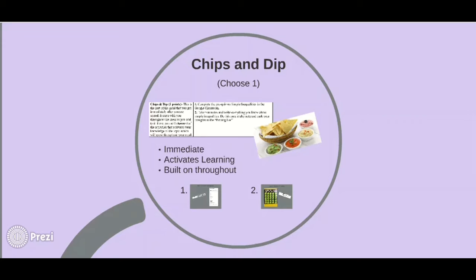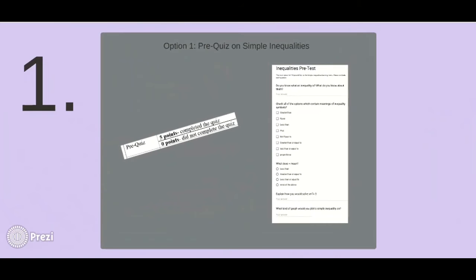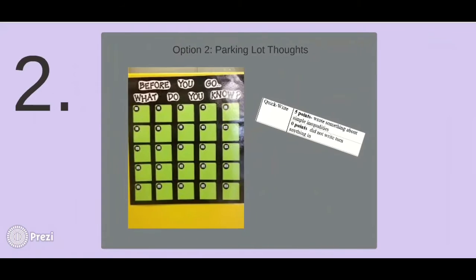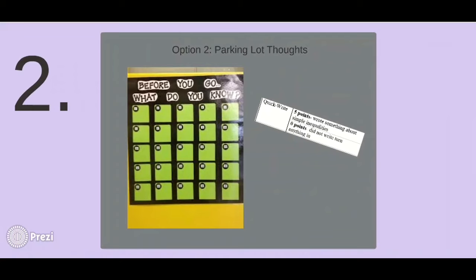And the two choices here that they can choose from is a pre-quiz that is on Google Forms, and the chips and dip is worth 5 points out of the whole 250 points. So if you do the pre-quiz, you get 5 points, or if you don't, you don't get the 5 points. Then the other option is called parking lot thoughts.